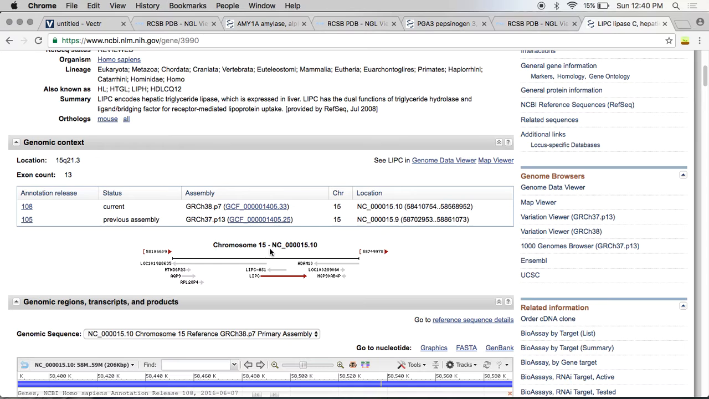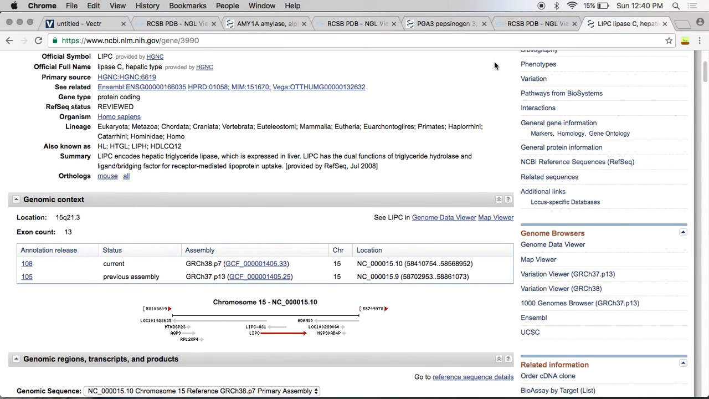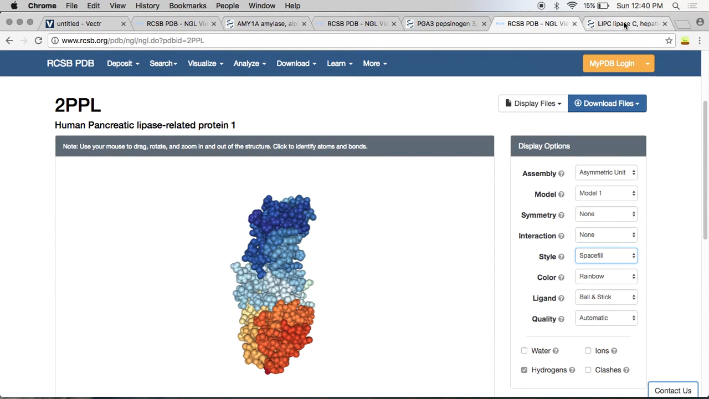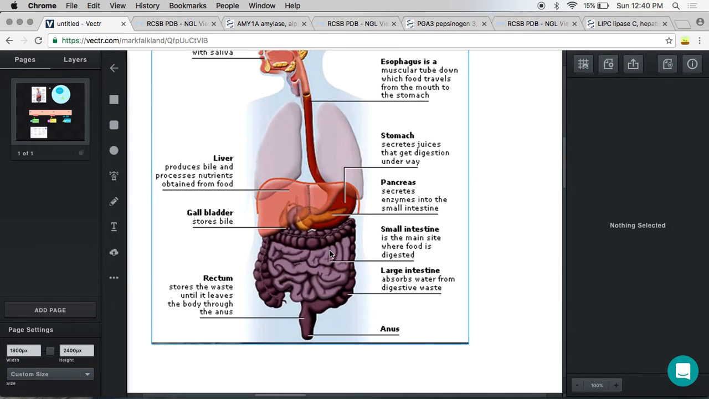And again, this part's not assessed, it's more just for interest, that there is quite a lot known about these proteins and the genes that code for them as well. So we have the breakdown: we've got amylase, we've got pepsin, which is a protease, which breaks down proteins. And then we've got lipases, which break down lipids or fats.